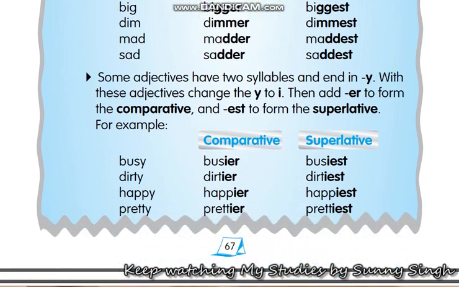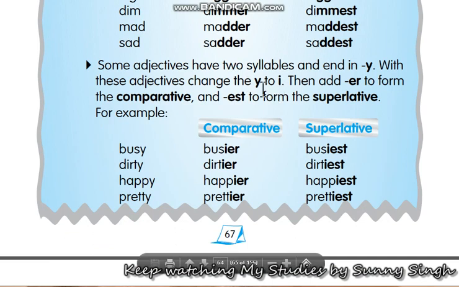If the word ends in y preceded by a consonant, then i is added instead of y, and then er or est is added. You can see busy, y is the last letter, but s is before that, so busier and busiest. Dirty, dirtier, dirtiest. Here t is the consonant before y, so ier will be added.